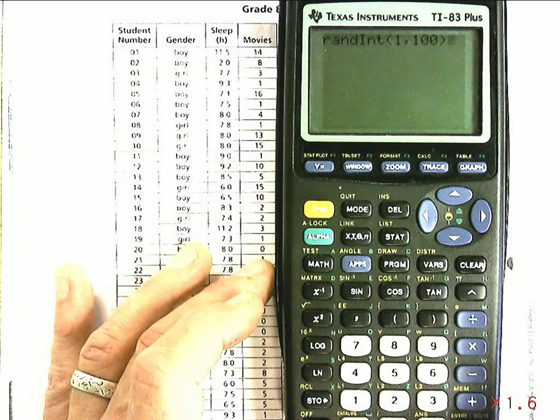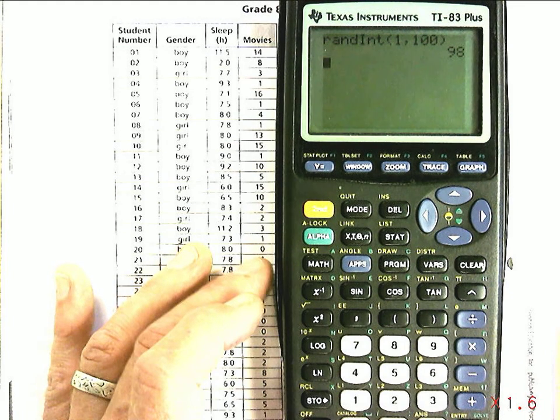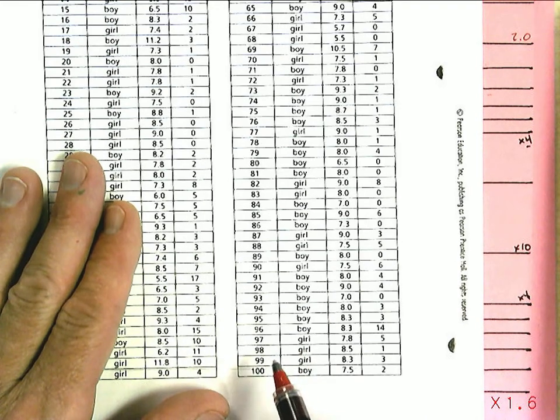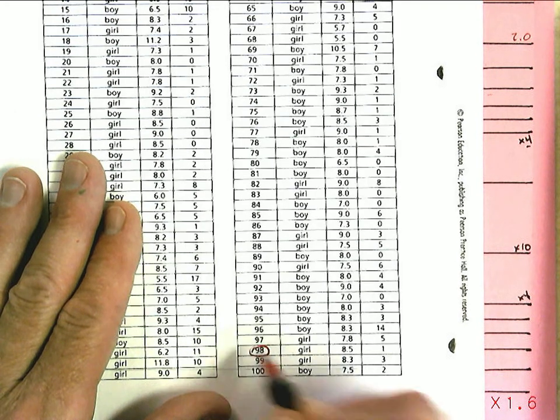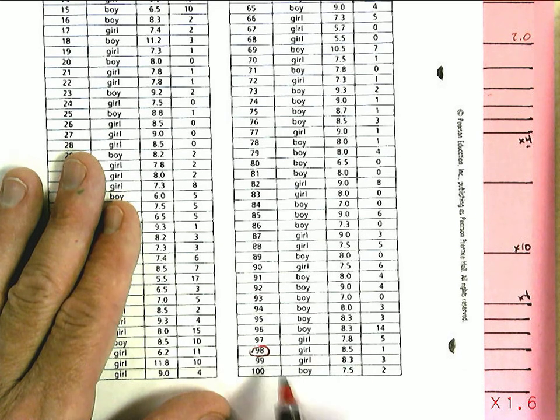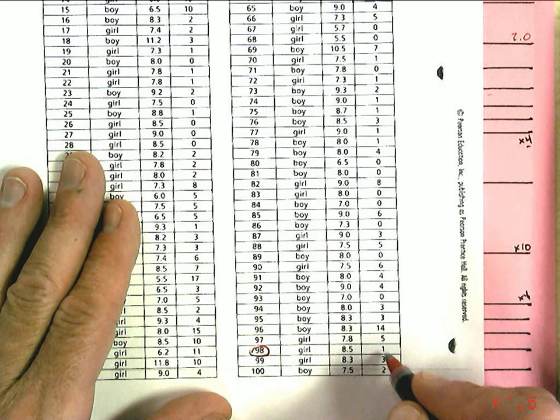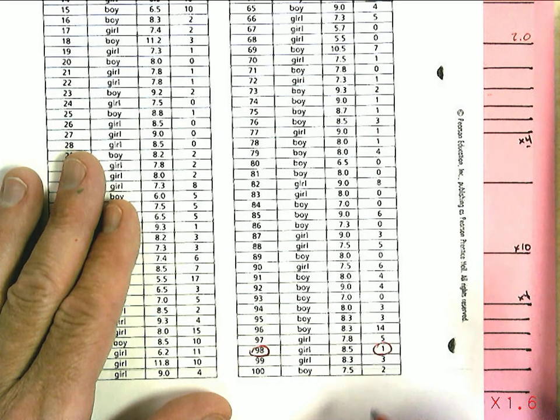And when I hit enter on my calculator, it will pick a number. In this case, 98 was the first number it chose. And so what that means is if I'm going to use that, then person number 98, this person right here, is the first one that got chosen. And that person watched one movie last week.